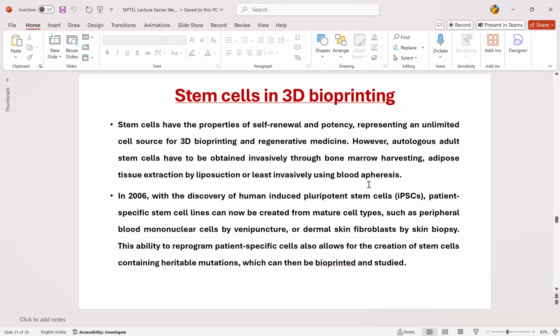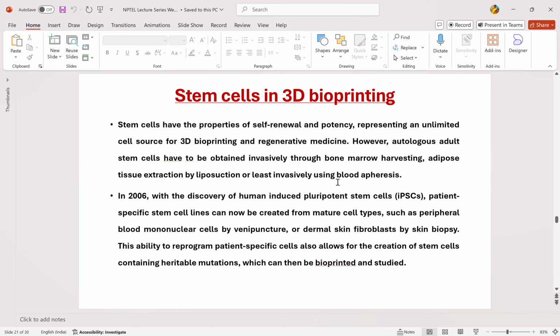So, stem cells in 3D bioprinting. Stem cells have the properties of self-renewal and potency, representing an unlimited cell source for 3D bioprinting and regenerative medicine. However, autologous adult stem cells have to be obtained invasively through bone marrow harvesting, adipose tissue extraction by liposuction, or least invasively using blood apheresis. So, blood apheresis is a technique in which you use an instrument to take out stem cells and other components from blood. Okay, so that's a technique, blood apheresis.